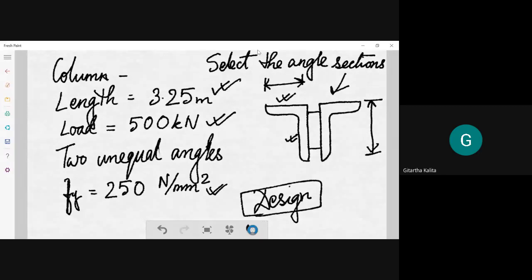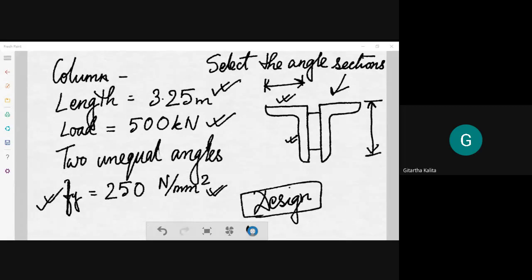Load is given. So the client is telling you that, sir, the length is 3.25. Load will be falling 500 kilonewton. Material is this one. And we need to make the column with two unequal angles. So, sir, please tell me what angle section can we use. So then it is your design problem. So how can we do it? Okay. Have you understood the question?